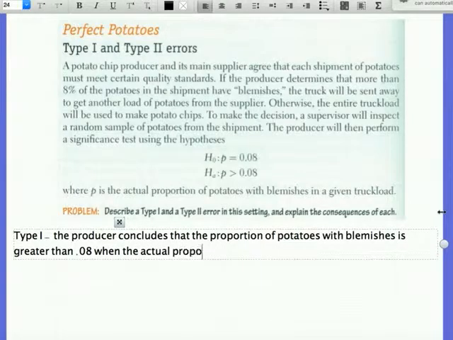When the actual proportion is 0.08, or it could be less. So we said we think that the proportion with blemishes is greater than 0.08. However, in actuality, it is either 0.08 or it's less.